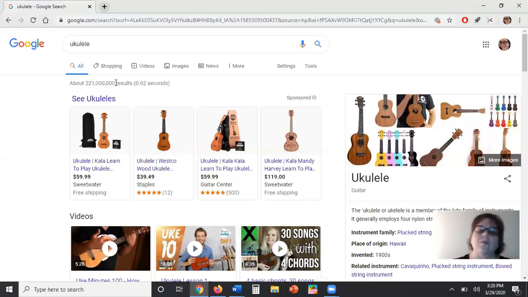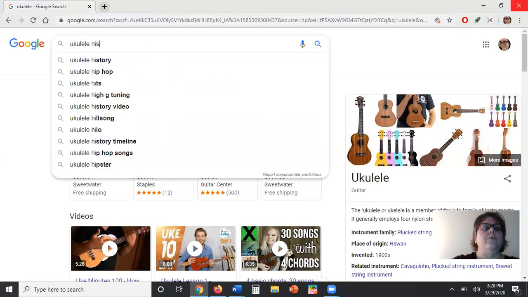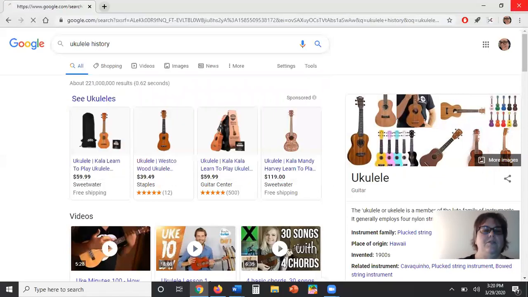So I'm going to look for something maybe that interests me, right? Remember, the whole point of gathering this information is to find information that will help you explain to an audience eventually why the thing that you're researching contributes to your well-being, why and how, right? So with the ukulele, I'm going to do ukulele history, right? So let's do that.